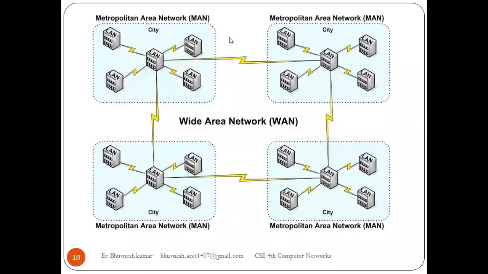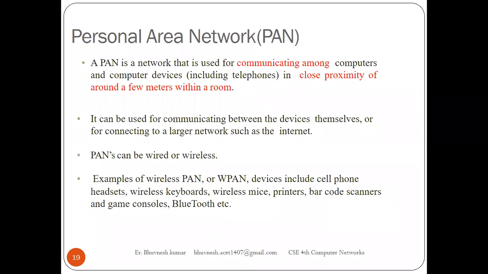And here is an example of your WAN. This is a single city, it can be Amritsar. Second is Jalandhar, next Ludhiana, next Delhi. They are connected with each other, and that will create a wide area network. Next, the fourth one. This is your fourth network, that is your personal area network.